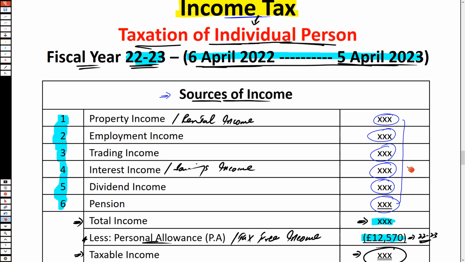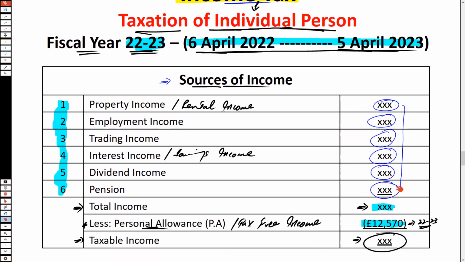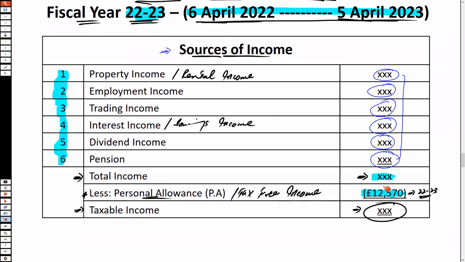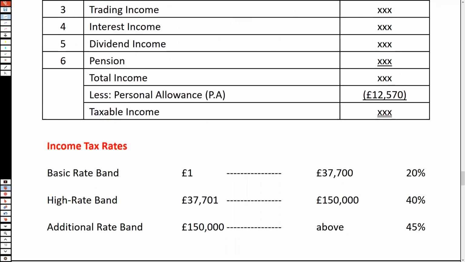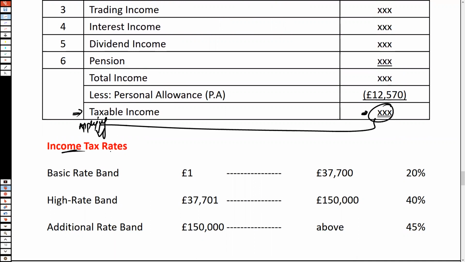What we are required to do is calculate each source of income separately and place that amount in the sources of income in the income sheet. Then from the total income, deduct the personal allowance. After deducting this personal allowance, taxable income is calculated. Furthermore, on this taxable income, we shall be applying the income tax rates. I repeat, on the taxable income, we are required to apply the tax rates to get the final amount, that is the income tax liability.